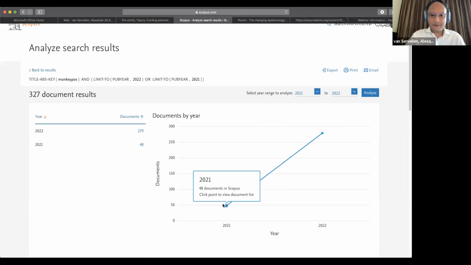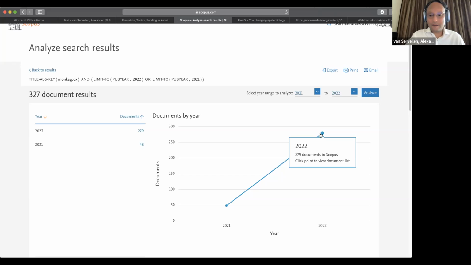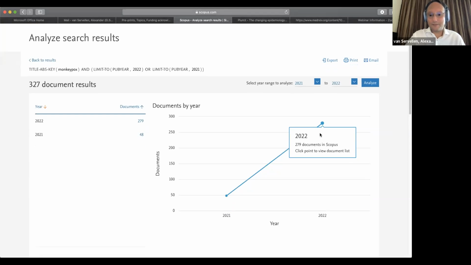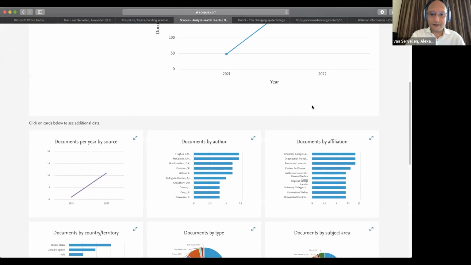Yeah, so there were 50 papers last year on monkeypox. This year already many times that. So you can see it's going up, because there are signs that monkeypox has been spreading a bit, right?